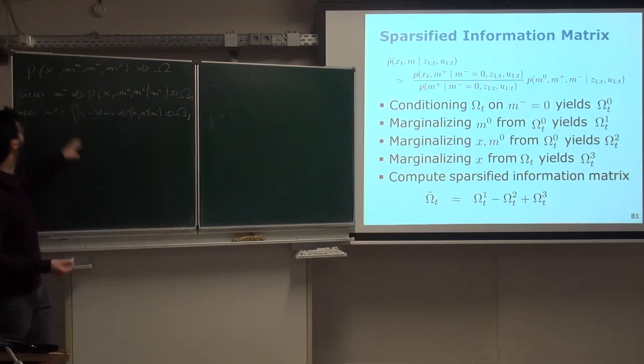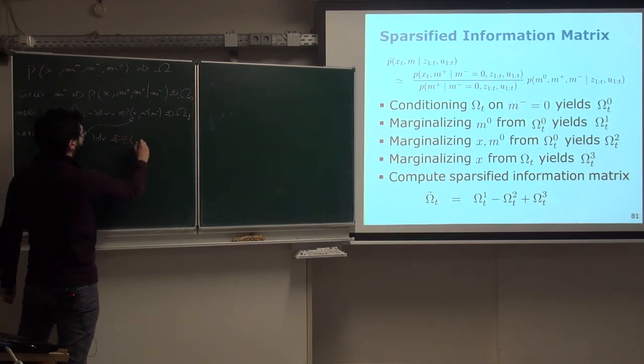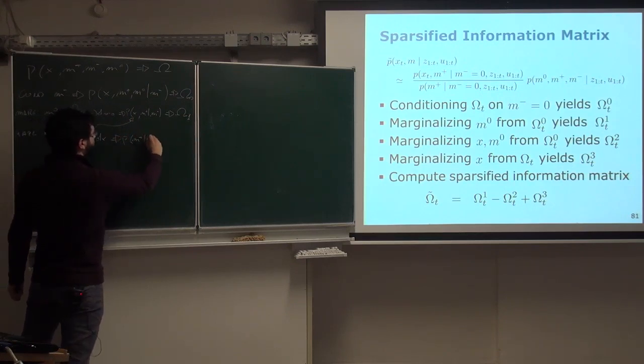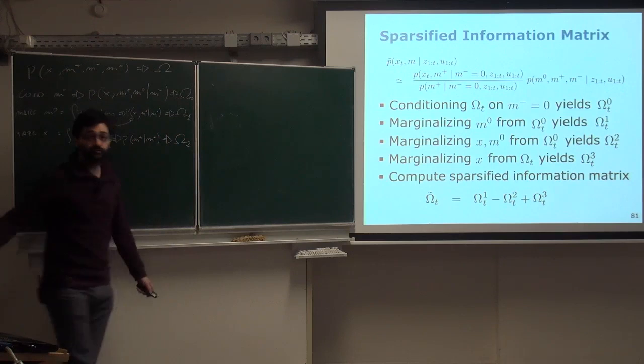So as you can see, we can go directly from this one and do a marginalization on top of this with respect to x. So we do the marginalization of x, which is equivalent to p of this one, so we'll just put an arrow on the x. This gives us the density of m plus given m minus, and we denote it as omega 2.